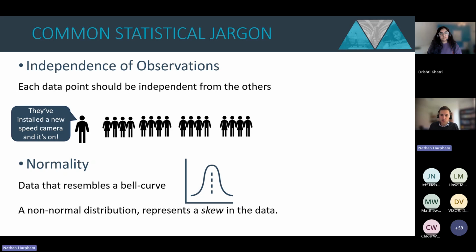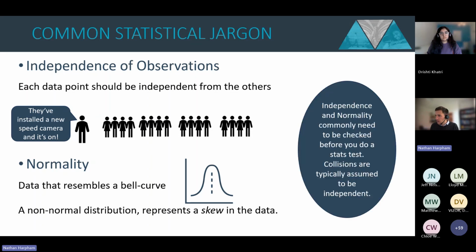A non-normal distribution has some kind of skew in that bell curve. So you can imagine the bell curve just pushing to the right or the left, and then we would call that skewed data. Why are these things relevant, or where do they come up in our work?